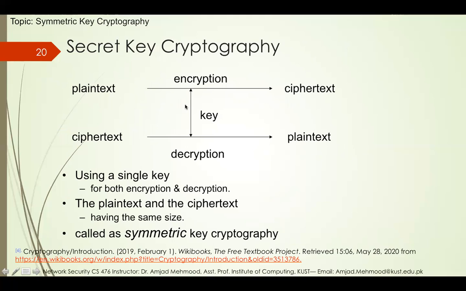Secret key cryptography: for example, you have a plain text and a ciphertext, and then you have a ciphertext and a plain text. The operation from plain text to ciphertext is performed at the sender side, and from ciphertext to plain text is normally performed at the receiver side. You can see here that the same key is applied for both encryption and decryption. So this secret, symmetric or conventional cryptography uses a single key. The plain text and ciphertext have the same size. This is called symmetric key cryptography.